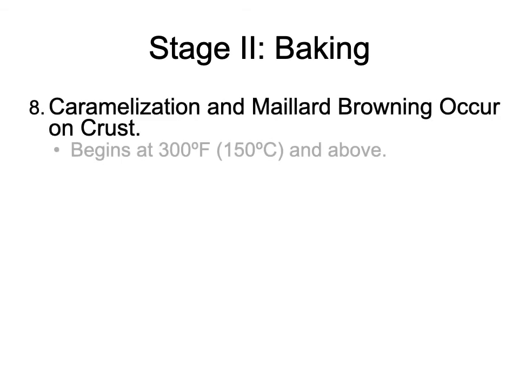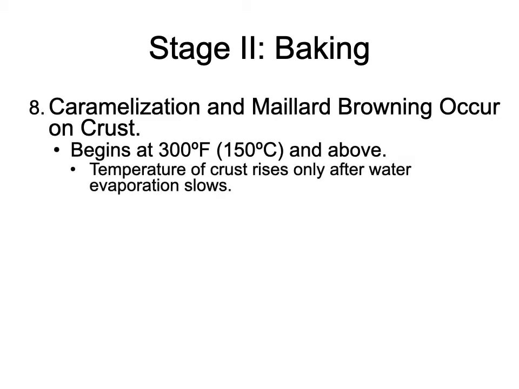Finally, we get to caramelization and the Maillard browning. This begins at 300 degrees Fahrenheit. So we're going to see this first occur on the very outside of a baked product. On the very outer crust, it reaches 300 degrees in an oven first, before the center does. So that's why we get a crust on the outside and we don't get the browning on the inside, because we usually stop the baking process before it gets too brown.